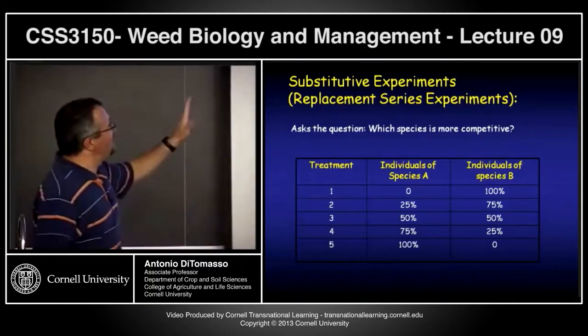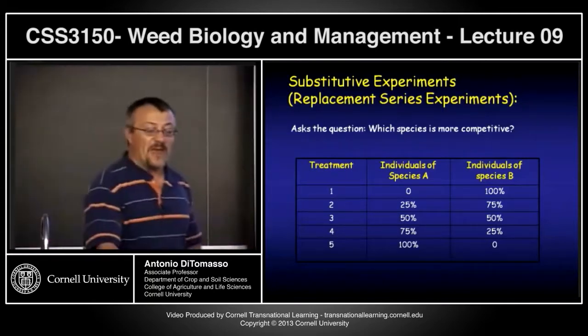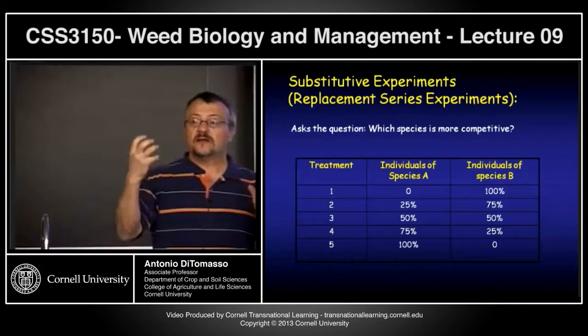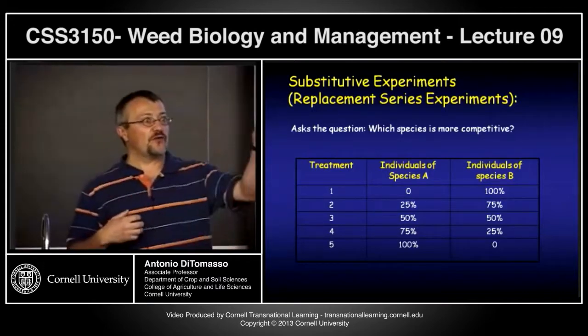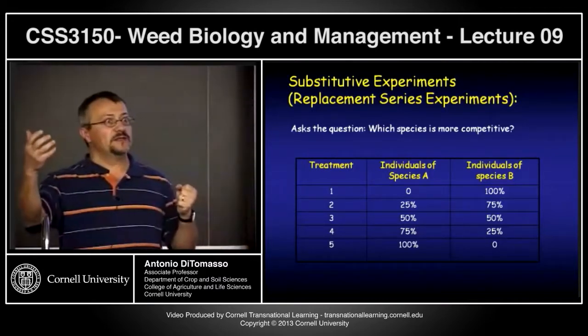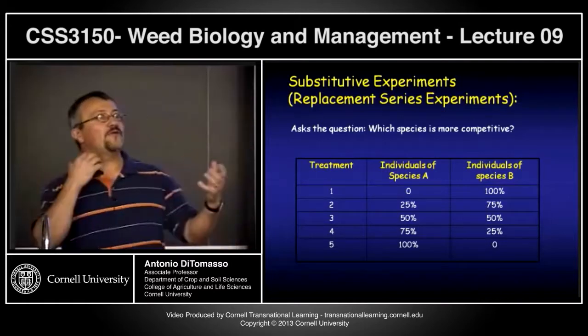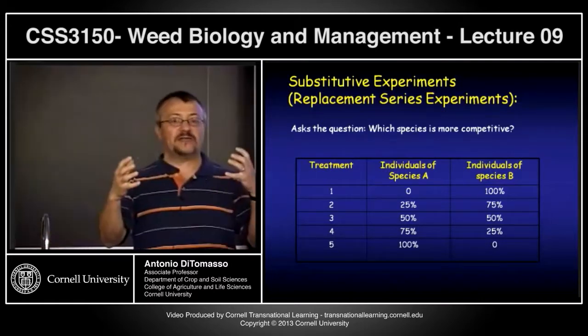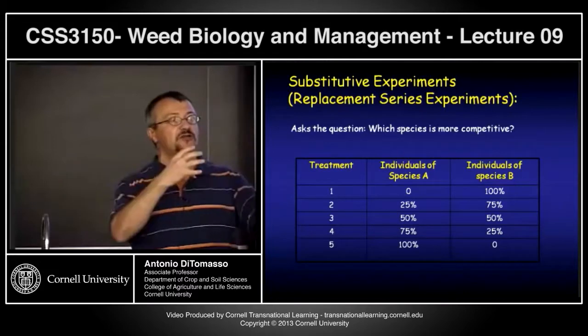And what happens here is the main goal of this is trying to figure out the relative competitiveness of your crop versus a given weed, okay? Or how important is intraspecific competition versus interspecific competition.